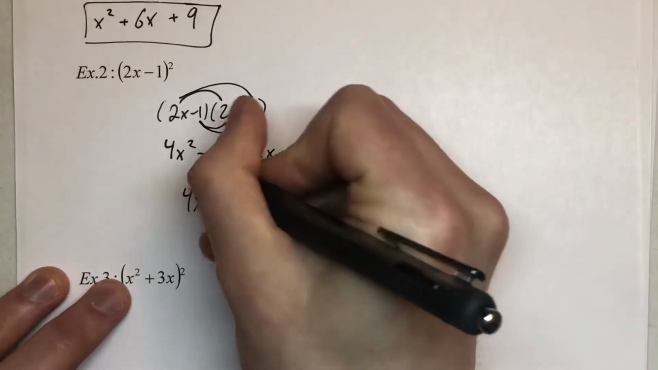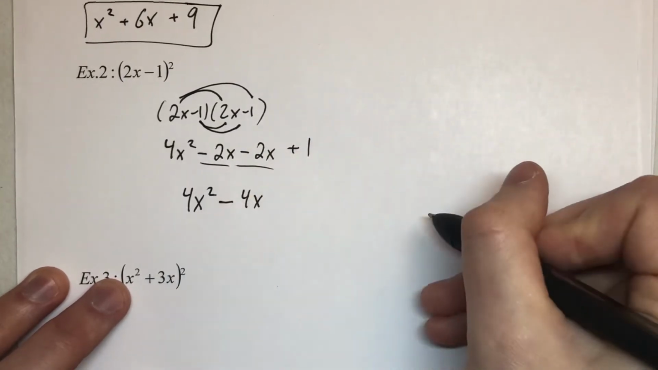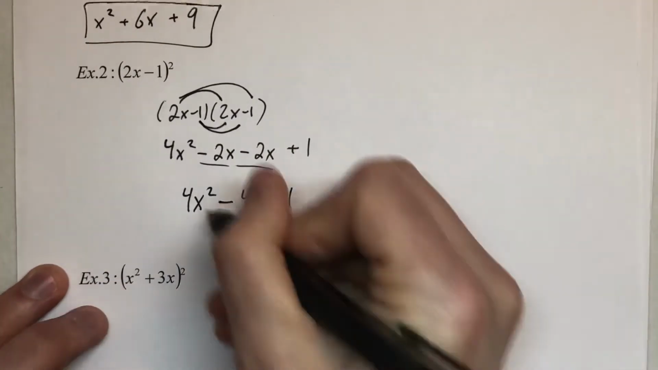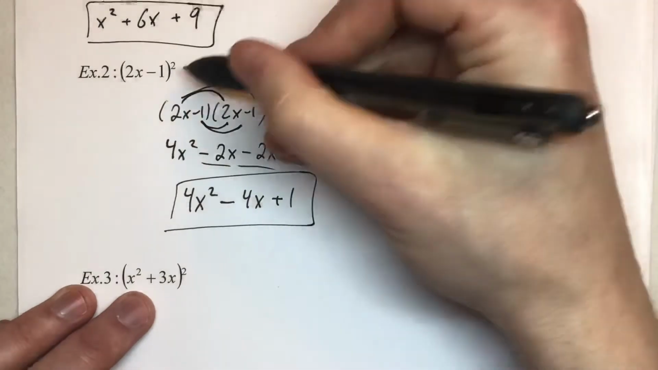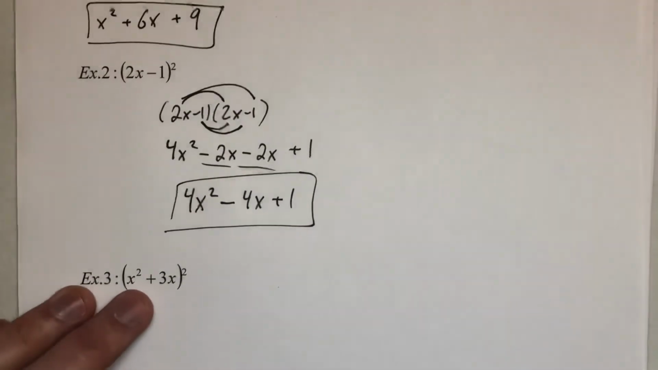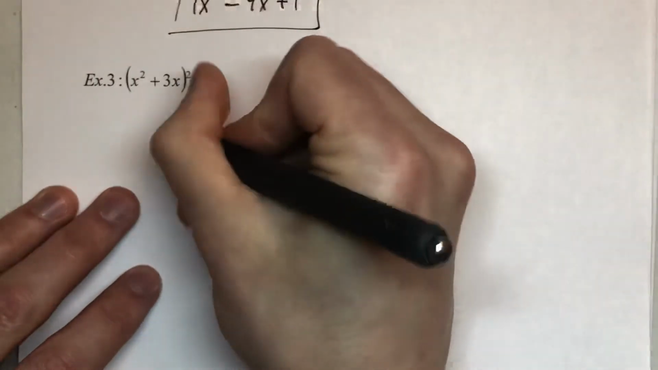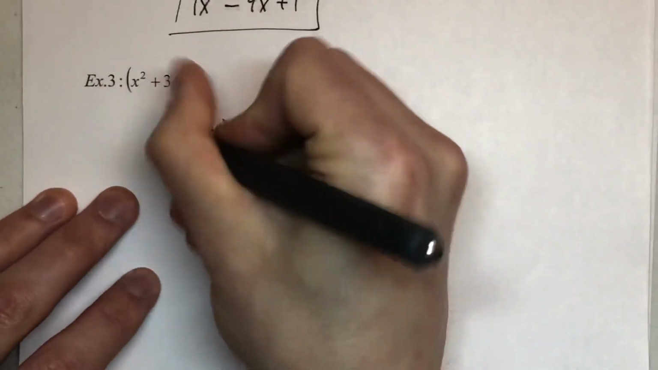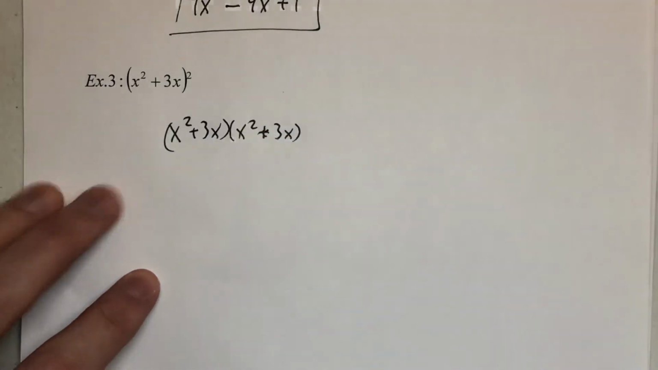That's my only x squared term, but I've got a couple x terms. Negative 2 and negative 2 is negative 4x, and bring down the 1. And done. So nothing different than what we learned before, just making sure you write it out in that first step. And then one more example here, same thing. I'll write x squared plus 3x times itself, right? That's what the squared is telling me to do.